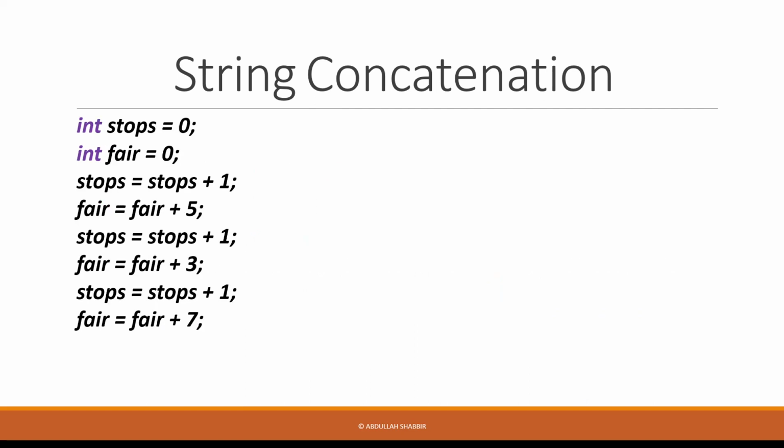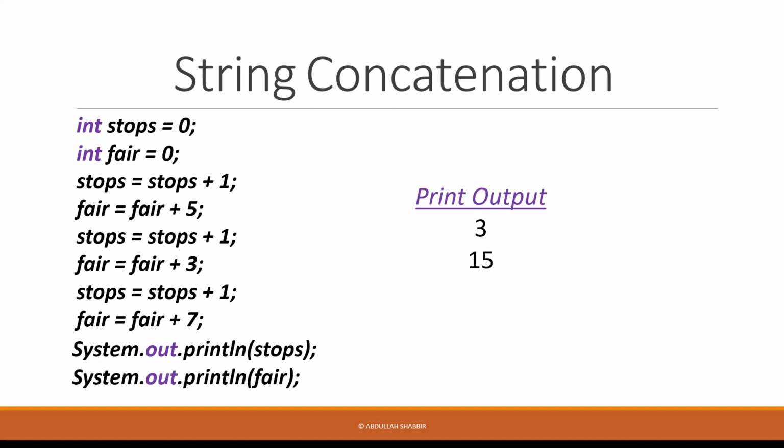This trick is very handy when printing out some information using the println statement. Remember this example where we declared the stops and fare variables and we kept on updating them? Well, if we wanted to print out the variables stops and fare, we can just add two different println instructions and the output would be 3 and 15 like so.